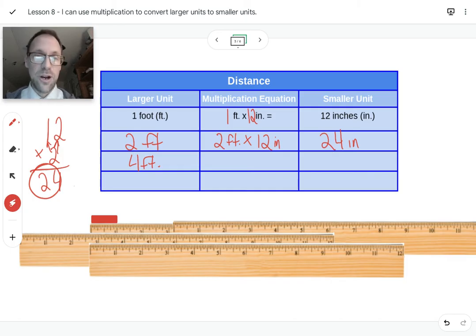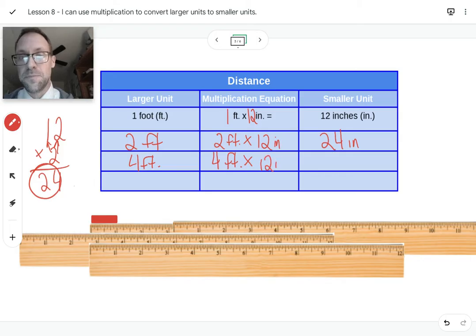All right. We're going to take the number of feet that we have. That's 4 feet. And we're going to multiply it by the 12 inches per foot. And 4 times 12 is another math fact. So if you know that fact, then you already know the answer. Thank you, Reflex Math. You'll know the answer is 48 inches in 4 feet.